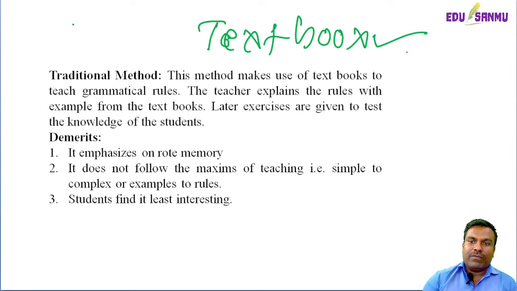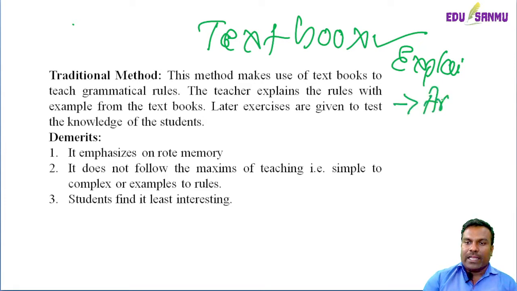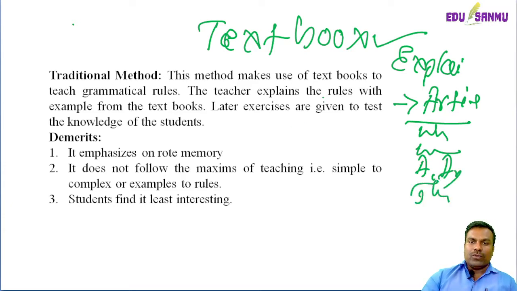Then the teacher first explains the rules. The teacher explains all the rules and regulations of a particular grammar part. Suppose you are going to teach articles: the teacher will explain what is meant by an article, then what kinds of articles there are, like definite and indefinite articles, like a and the. Then the teacher will come to the exercises. All these rules and regulations the teacher explains through the textbook or grammar books only. Later, exercises are given to test the knowledge of the student.